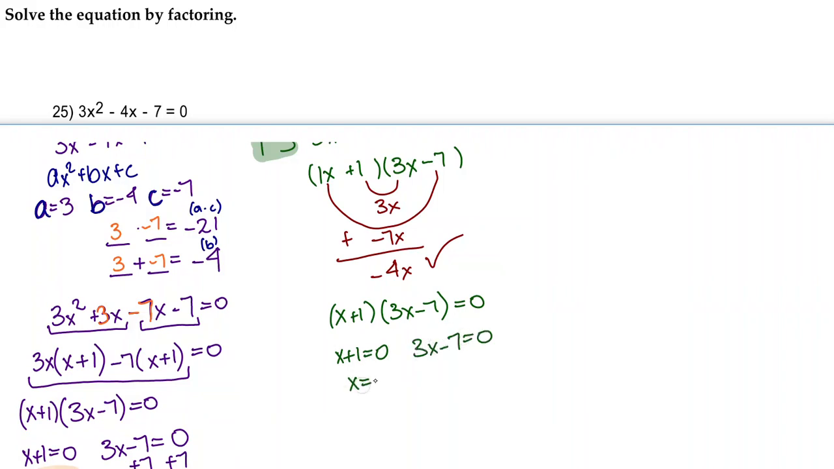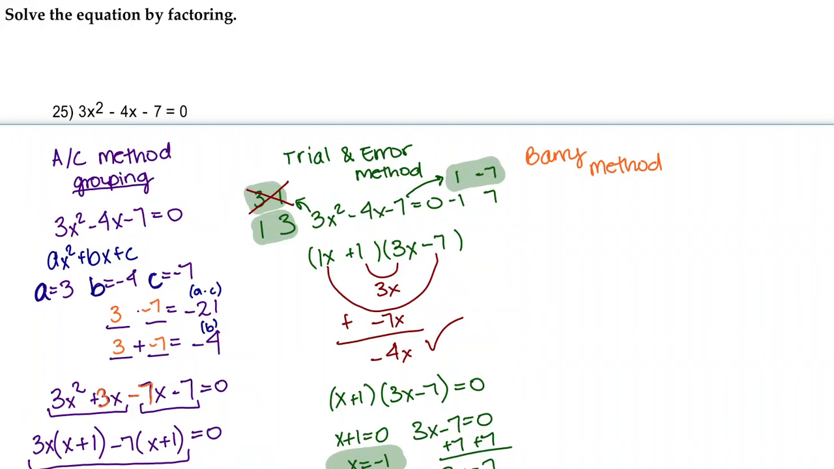Here we're going to have x equals -1. And here we're going to go ahead and simplify that even further. And it looks like x equals 7 over 3. All right, so last but not least, we're going to try the Berry method. So we're going to go ahead and write down our equation, 3x squared minus 4x minus 7 equals 0.